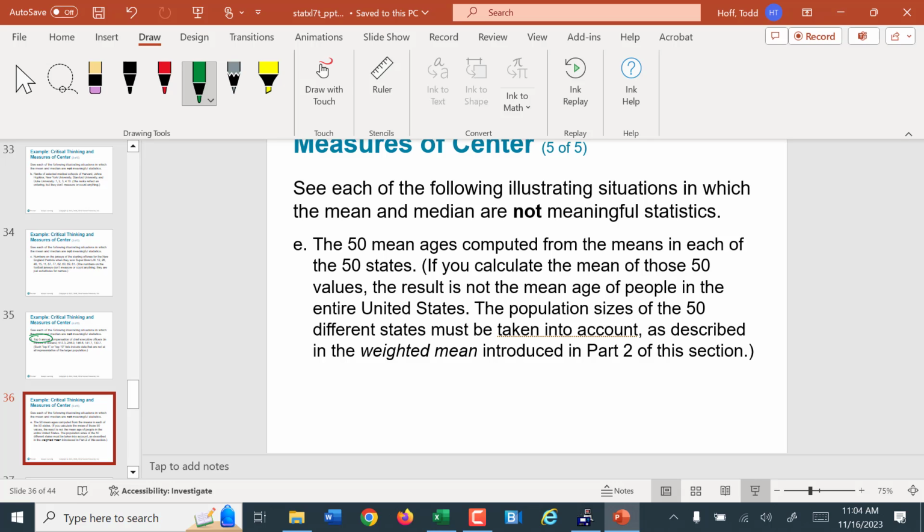So here, the 50 mean ages computed from the means. Okay, so we're looking at the mean ages of each state in the United States. And let's find the mean of all those means. Well, the mean of means, like this, works only if all of those samples or all those populations are the same size.